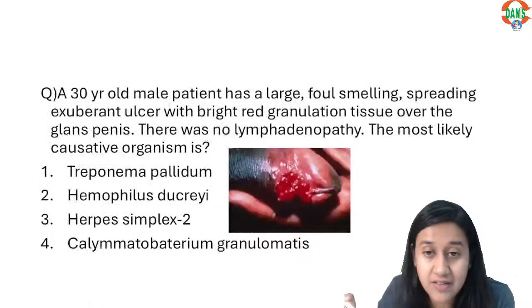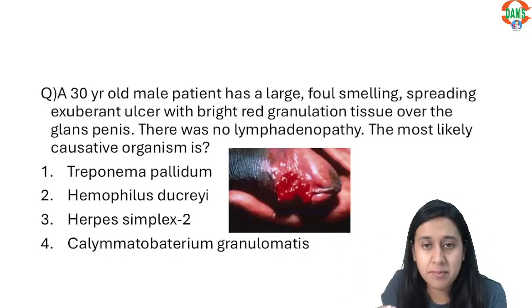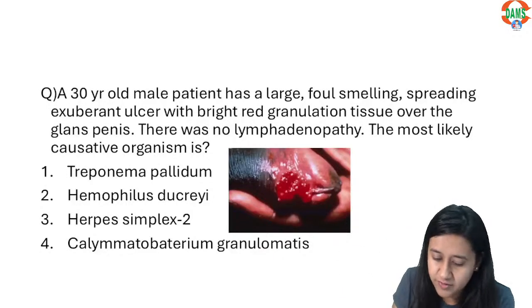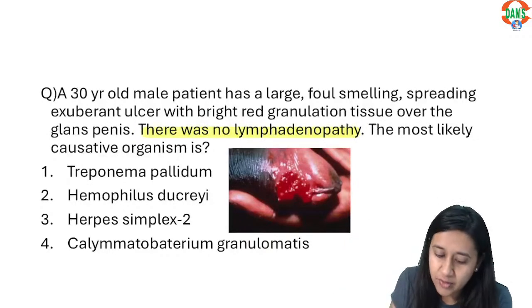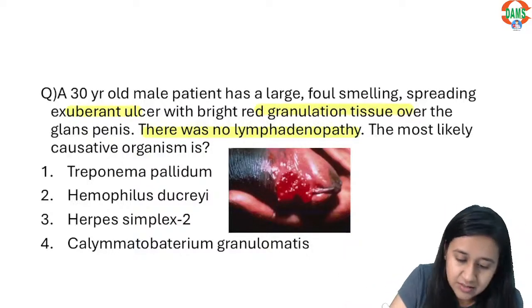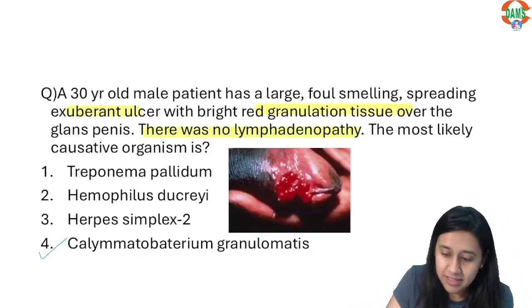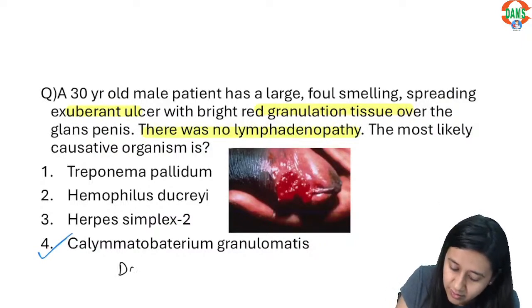First of all, nothing is given about the incubation period, so we will just skip step number 1. Step number 2 says the status of inguinal lymph node, which clearly mentions here that there is no lymph node enlargement. And the question shows exuberant ulcer with red granulation tissue. What will be your answer? The answer is Klebsiella granulomatis, which is the causative agent of donovanosis.